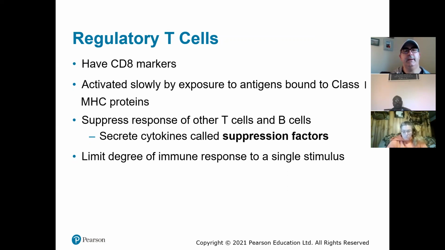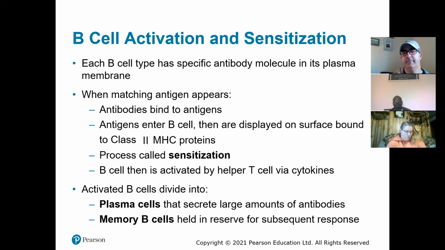Regulatory T cells suppress the response of other T cells and B cells. So kind of when they've done their job and they've gotten rid of whatever's infecting you, you secrete these things called suppression factors, which slow down the production of more T cells and B cells. So that's how T cells work.